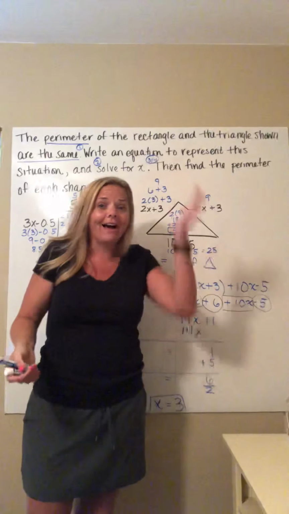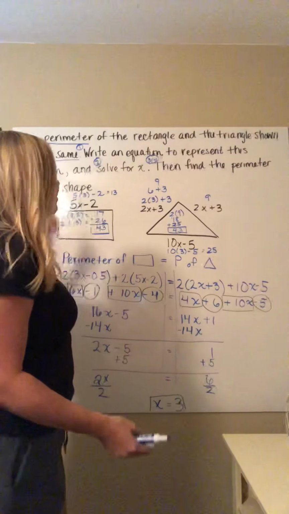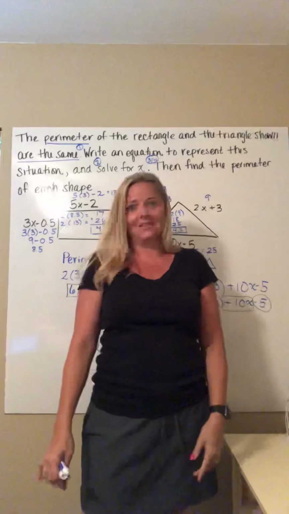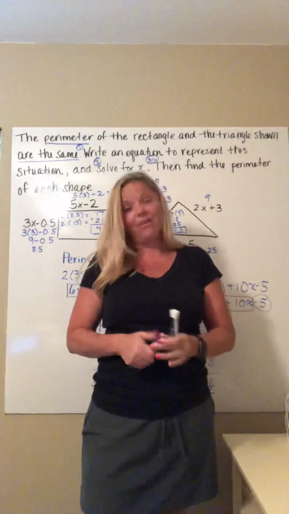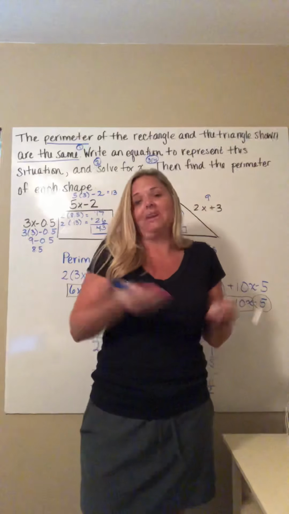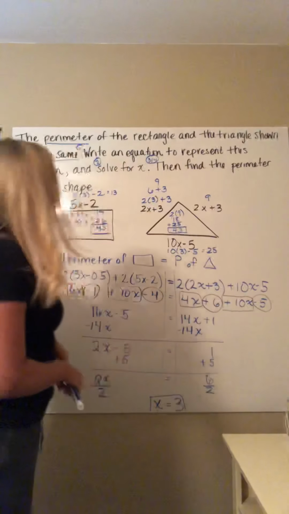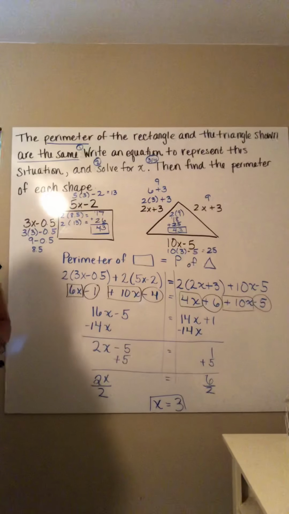Oh yeah. At the beginning, it said the perimeter of the rectangle and triangle are the same. Did I really have to find both? I didn't. Okay, I really only needed to find one. And if I found one, it would be the same as the other because it said they were the same. Okay, so I've now done all the things that it asked me for, and I am now done with problem number 3.